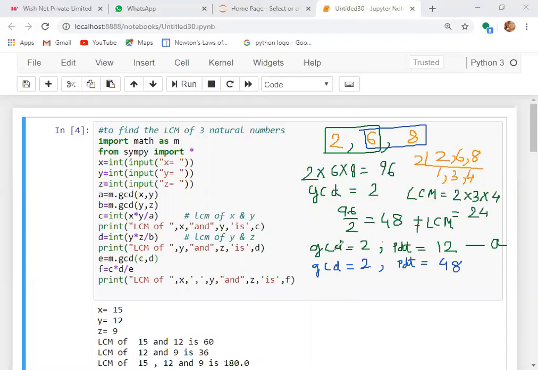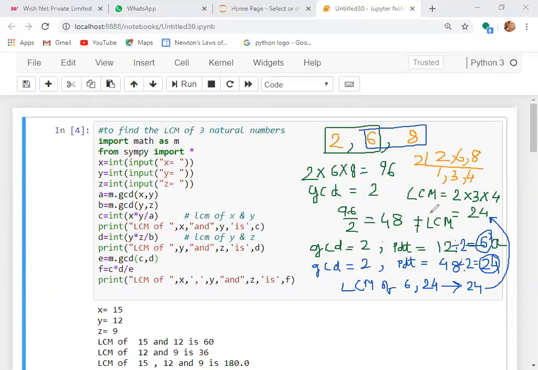Now if we divide both of the products by their GCD, then 12 divided by 2 is how much? 12 divided by 2 is 6. Similarly, 48 divided by 2 is 24. So we got two separate numbers, these are the two LCMs actually, 6 and 24. Now if you find the LCM of 6 and 24, it is 24, which is the same as the LCM of the three numbers.